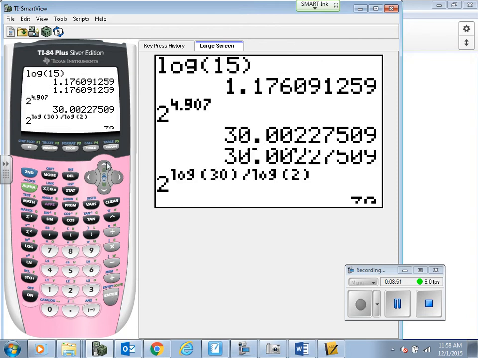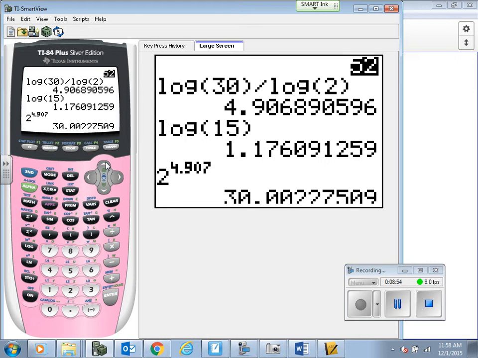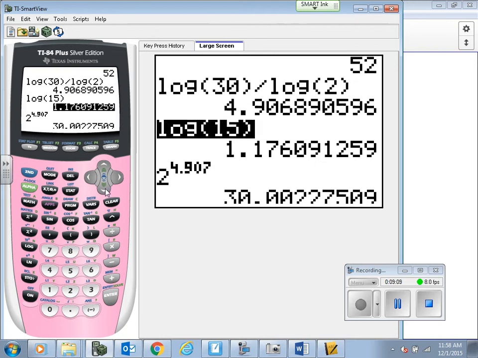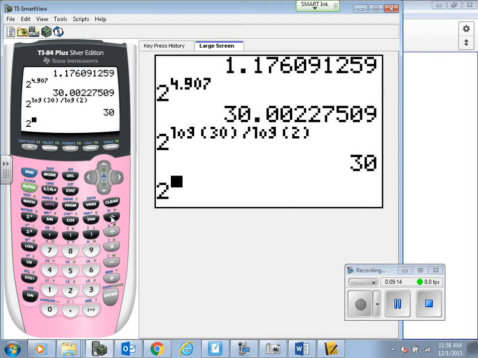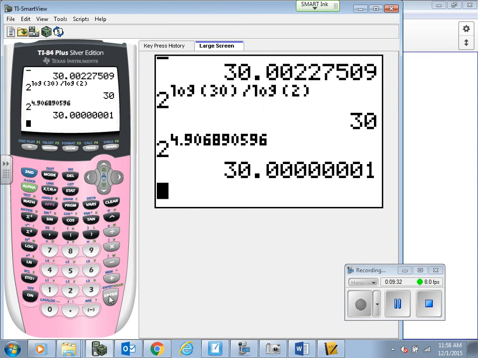Now, sometimes it'll be okay just to plug in all those numbers. So if I did 2 to the 4.906890596, I want to check that number. I'd have to remember that number. Does someone have that number in your calculator? 4.906, 8, 89, 0, 5, 9, 6. See, even with that, it doesn't even do it.